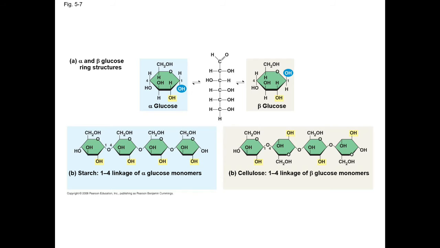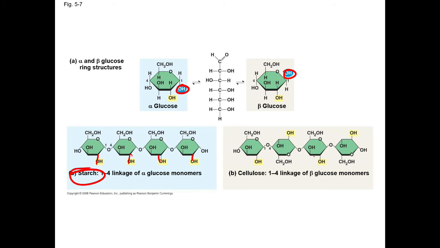All right, this is just a nicer picture of what I was just showing you. So alpha glucose here, we got this hydroxyl on carbon 1 pointing down. Here it's pointing up. Here all of these are pointing in the same direction. They just have them flipped over, but they're all in the same direction. So that's starch. That's the weak one. That's the one we can digest.